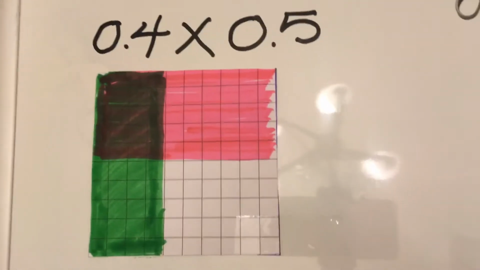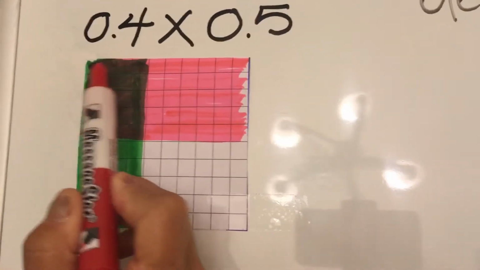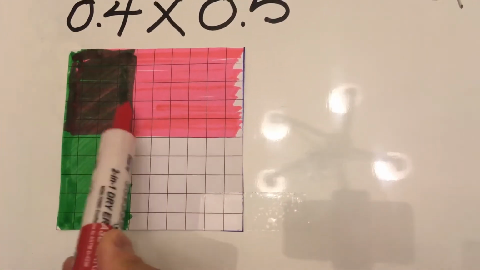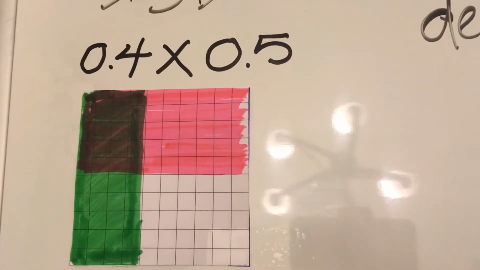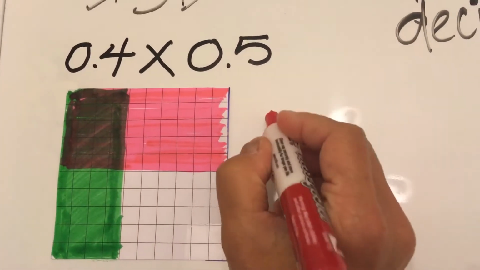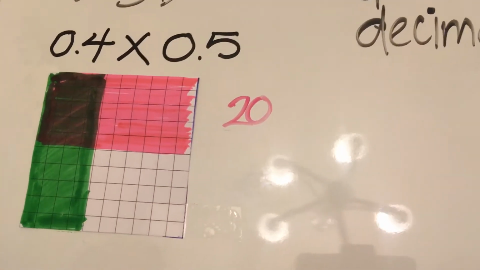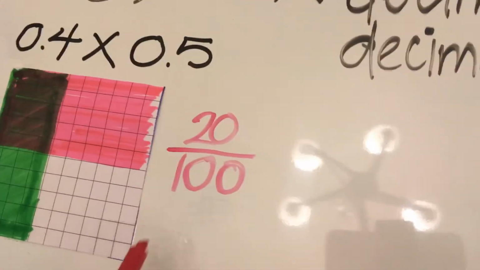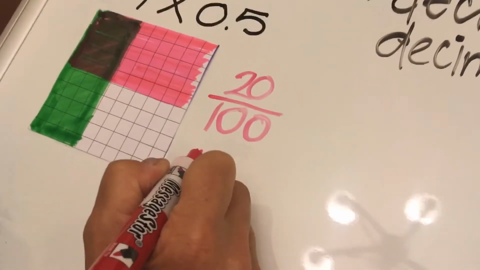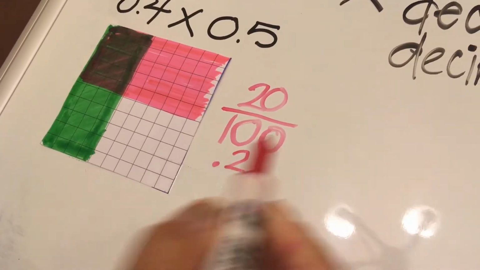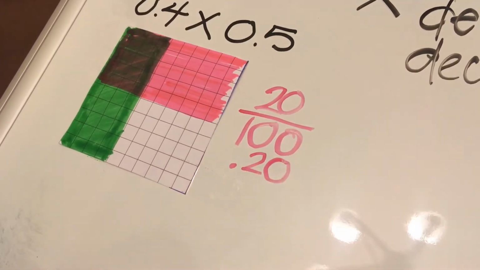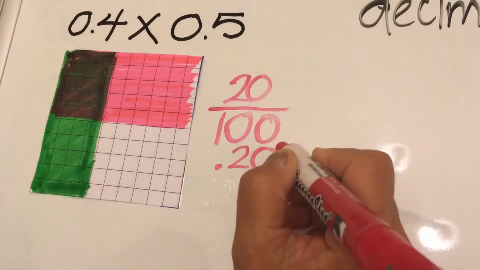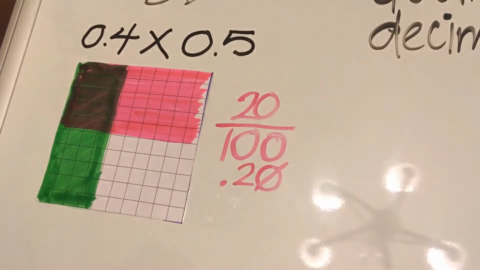So if I were to count these squares, it would be 1, 2, 3, 4, 5, 6, 7, 8, 9, 10, 11, 12, 13, 14, 15, 16, 17, 18, 19, 20. Now, this has 20 squares. This is still my 100 squares, out of 100. So that means if I were to write this in decimal form, it is 20 hundredths, and I can also drop this off, but my decimal is right there.